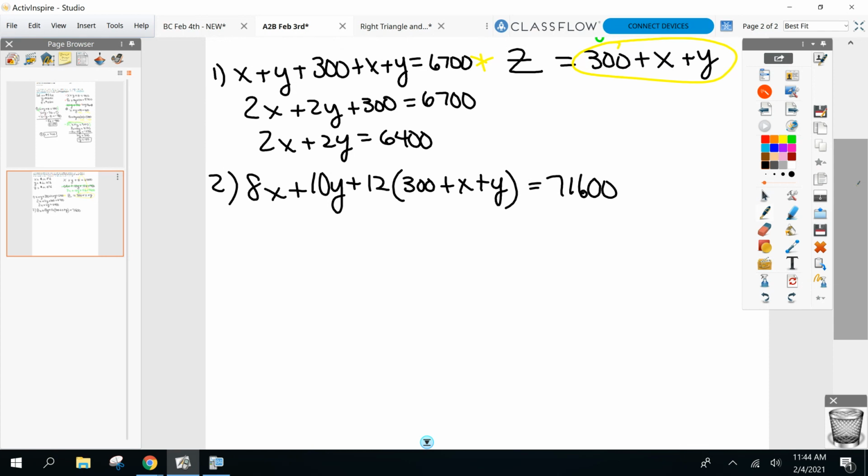Okay, clean that up. Distribute your 12 now and clean it up. Go as far as you think you can go on that left side. Go ahead, I'll let you do it on your own. Distribute the 12 through the parenthesis and clean everything up you can.